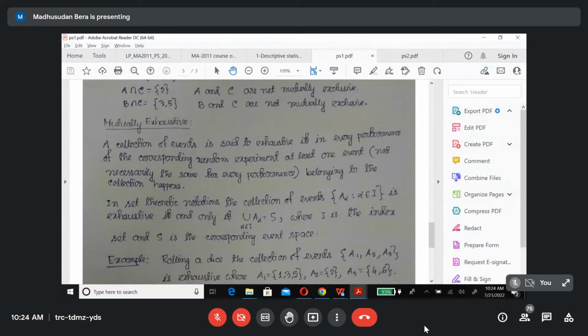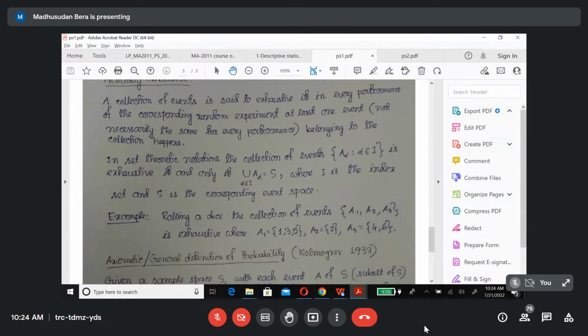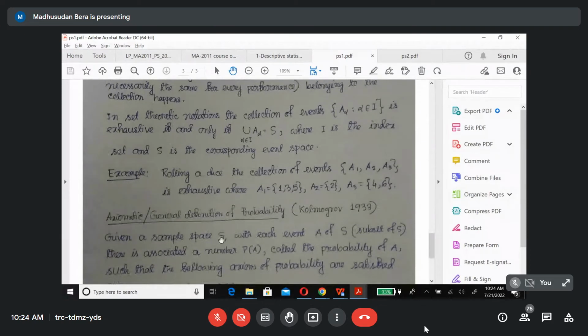Yes, sir. A collection of events is exhaustive if their union is the whole sample space. Now one example is also given. Rolling a dice. The collection of events A1, A2, A3 is exhaustive. A1 is {1, 3, 5}, A2 is {2}, A3 is {4, 6}. If you take A1 union A2 union A3, that will be the whole sample space. In fact, here A1, A2, A3 are mutually exclusive also, but we can take different things also.